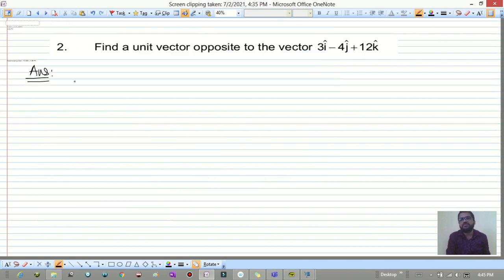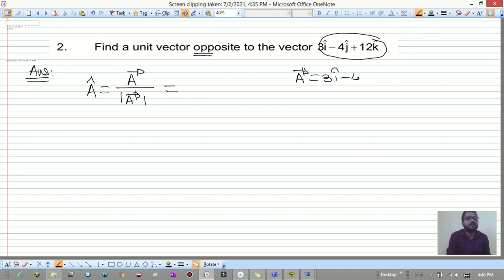Now the second one: find a unit vector opposite to the vector given. For a unit vector, it is always equal to the given vector divided by the magnitude of the vector. The given vector is a bar equal to 3i hat minus 4j hat plus 12k hat, but we want the opposite of that. The opposite is minus a bar, so it will become minus 3i hat plus 4j hat minus 12k hat.